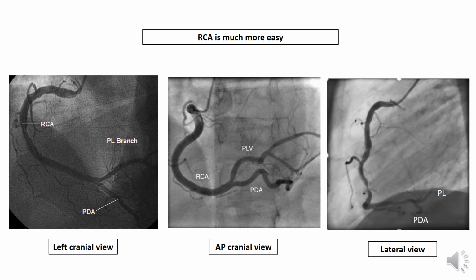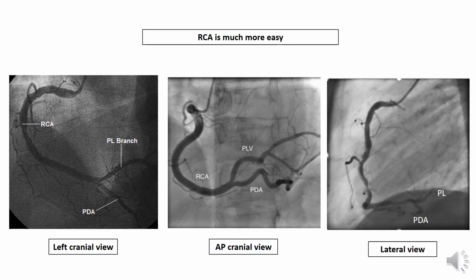The third common view is the lateral view. As we discussed before, the lateral view looks similar to a lateral X-ray, with the sternum seen anteriorly and the diaphragm below. And here we are seeing the right coronary artery running on the right surface of the heart, then the back surface of the heart to give its terminal branches, the posterolateral branch in the AV groove, and the posterior descending artery in the posterior interventricular groove.